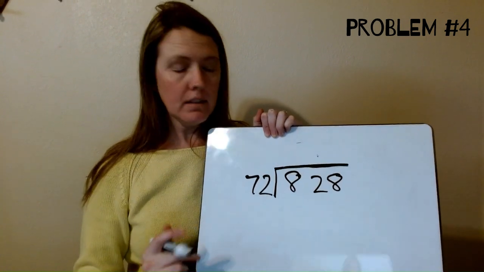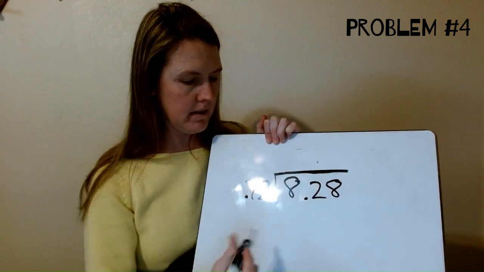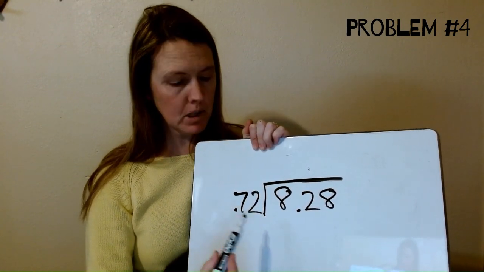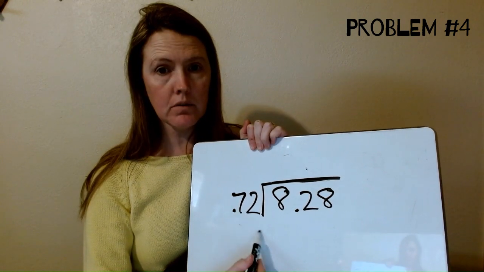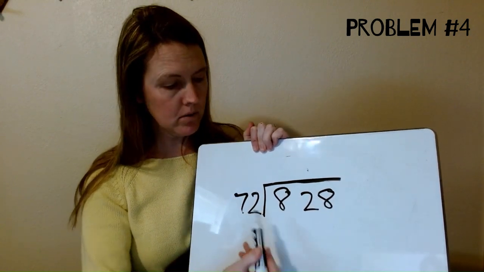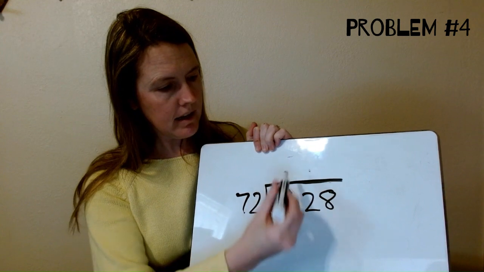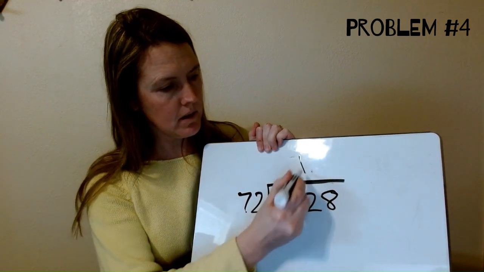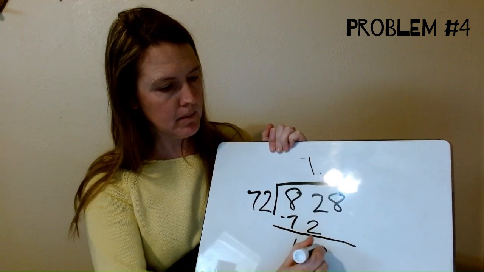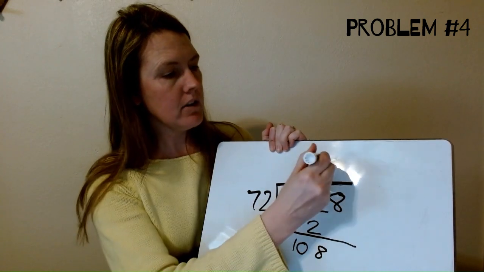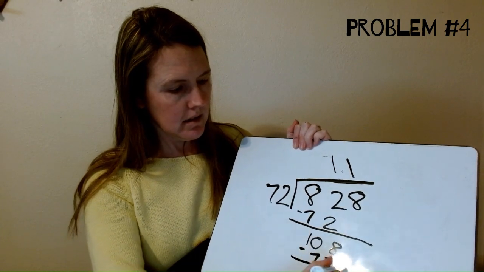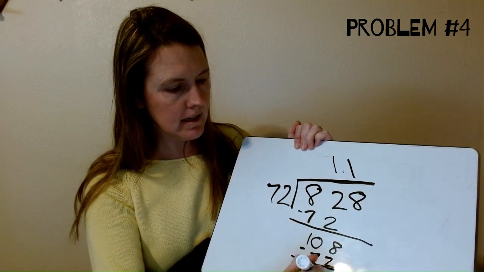Number 4 is a little trickier because it starts out with a decimal in your divisor, so you have to change it to a whole number. In order to change it to a whole number, I move it over twice here, and I move it twice here, and then I can divide by whole numbers. Then I can do 72 goes into 82 1 time, subtract, and get 10, bring down my 8. 72 goes into 108 only 1 time, so I have 72 again. I subtract that and I get 36.